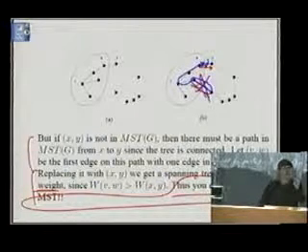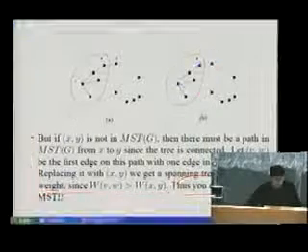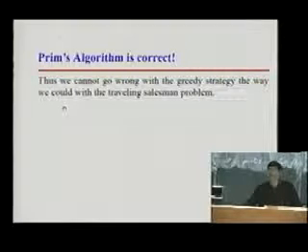Okay, any questions about this idea? Proof by contradiction. Any questions about it? So that is why Prim's algorithm is correct. And so we can't go wrong with our greedy strategy. We make the globally right decision by making local moves. Any questions about that?